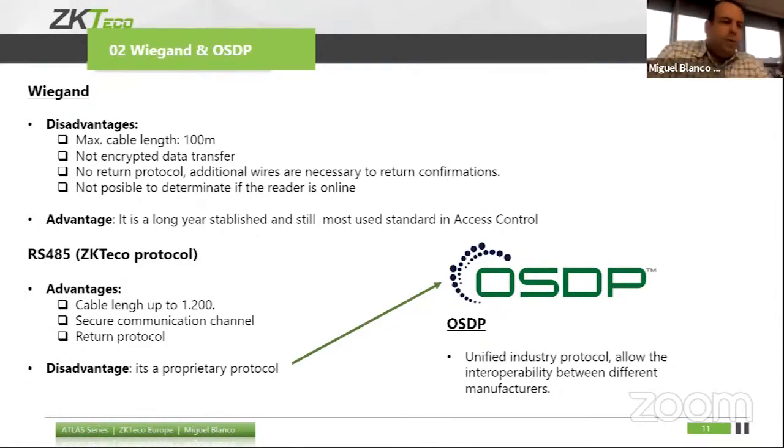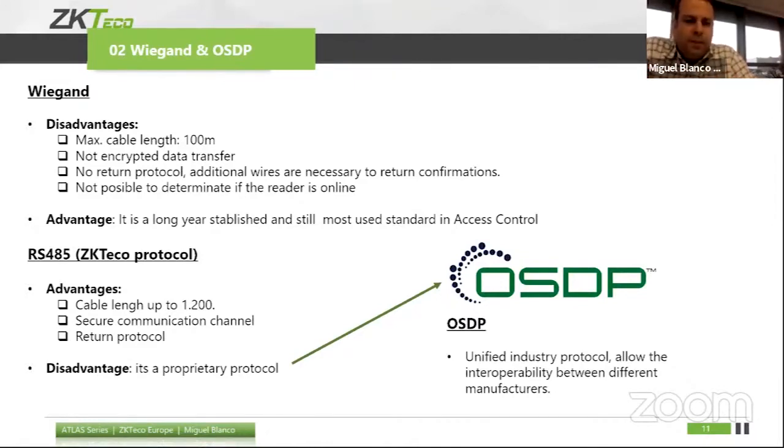We have also been using the RS-485 protocol for our RFID readers for a long time at ZKTeco. With the RS-485 protocol, we have some advantages. For example, we can reach cable lengths up to 1,200 meters. We have a secure communication channel. We have a return protocol, so we can send information back on whether the card was accepted or denied.